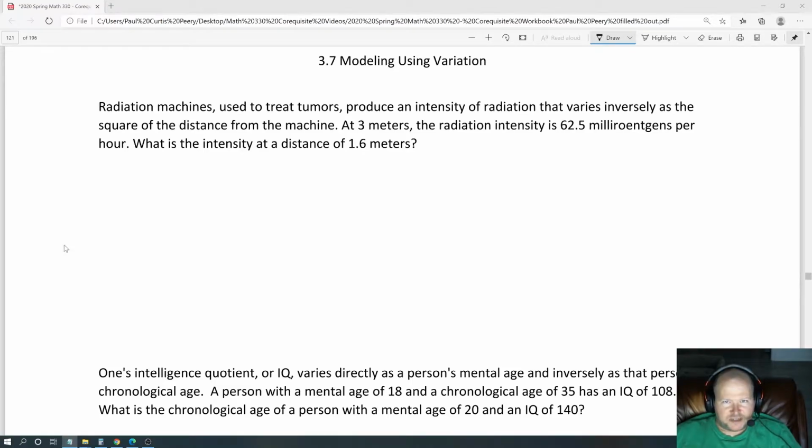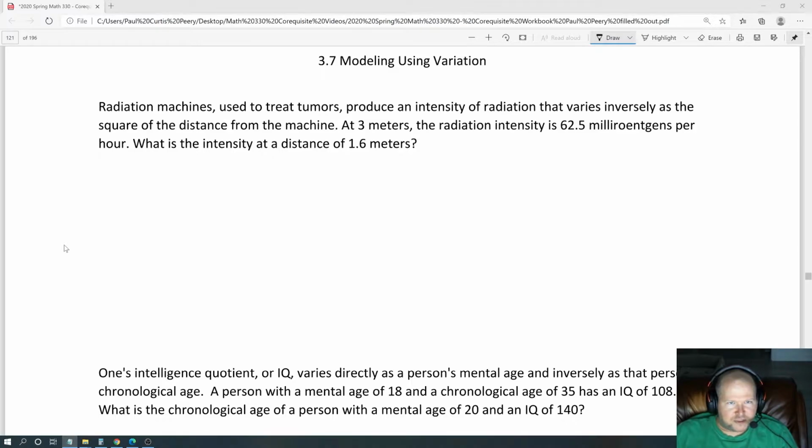7.3 Modeling using variation. Radiation machines used to treat tumors produce an intensity of radiation that varies inversely as the square of the distance from the machine. At 3 meters, the radiation intensity is 62.5 milliroentgens per hour. What is the intensity at a distance of 1.6 meters?